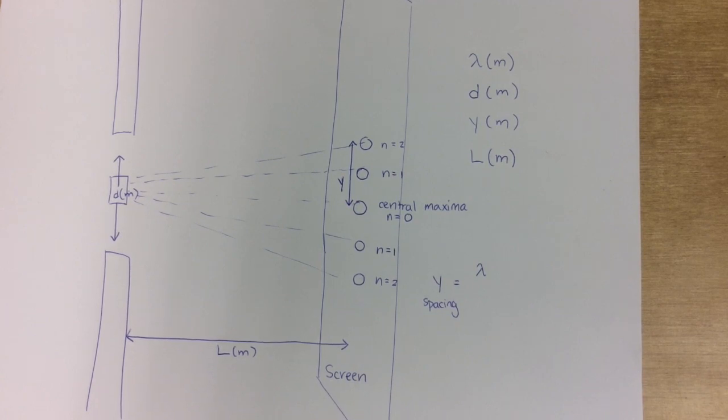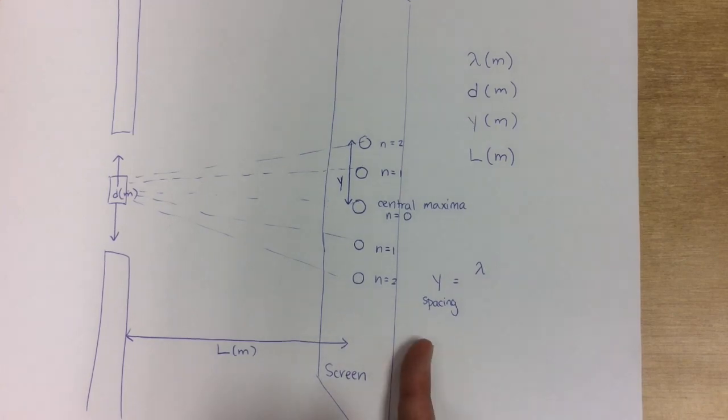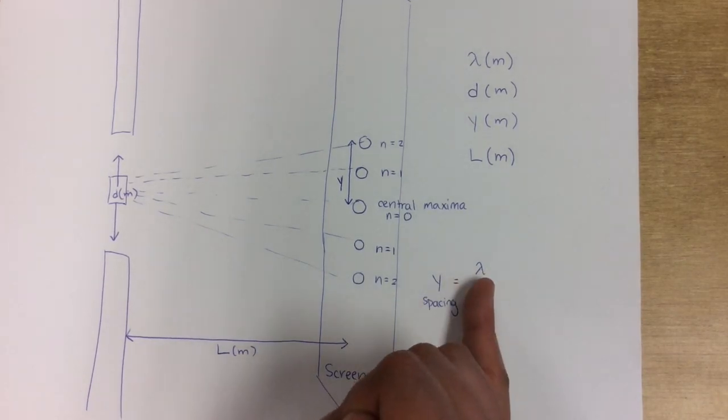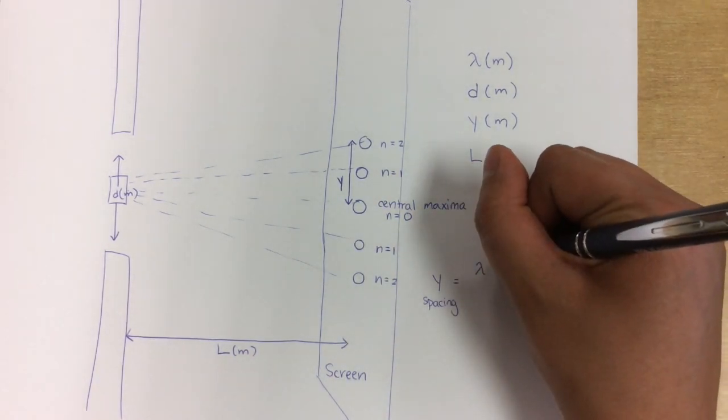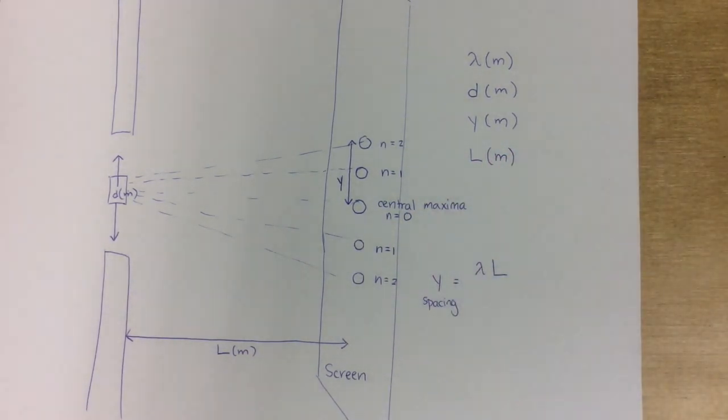Rainbows have red on the outside for refraction. This has red on the outside for diffraction. So, the spacing between the bright dots depends on wavelength. It's also going to depend on how far away you are.